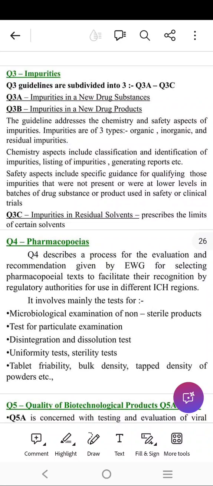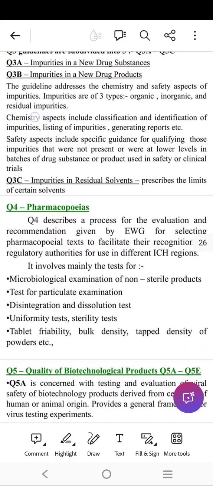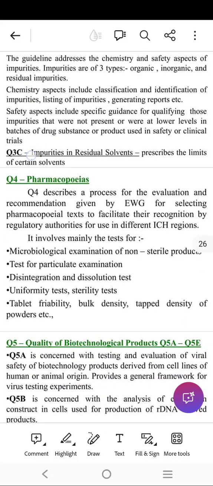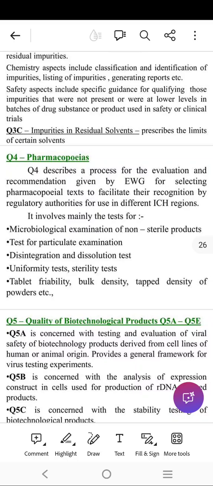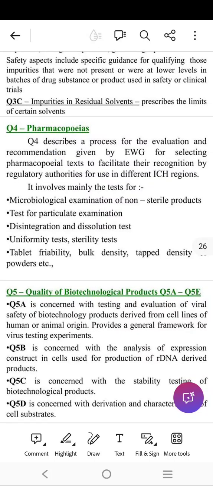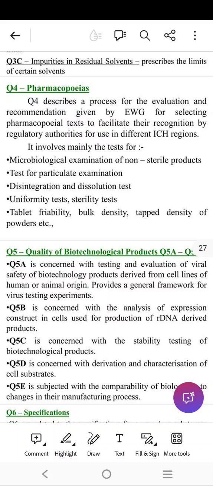Q4, pharmacopoeia. Q4 describes a process for the evaluation and recommendation by the EWG for selecting pharmacopoeial texts to facilitate their recognition by regulatory authorities for use in different ICH regions. It mainly includes tests such as microbial examination for non-sterile products, test for particulate examination, disintegration and dissolution test, uniformity test, sterility test, tablet friability, bulk density, tapped density of powder, and the like.